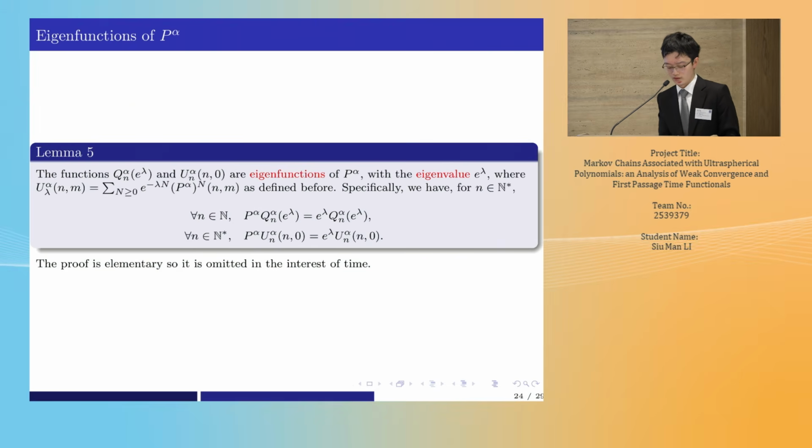Now we define a function u, which is called the lambda potential. An interesting observation is that we can construct two eigenfunctions using the lambda potential and the ultraspherical polynomials. And we obtain these two eigenvalue equations, which are going to be very useful in the subsequent analysis.